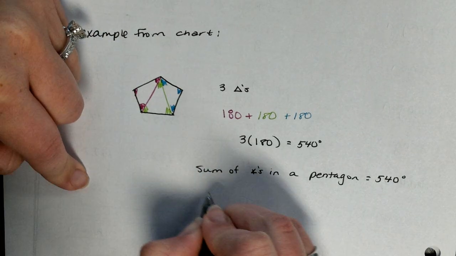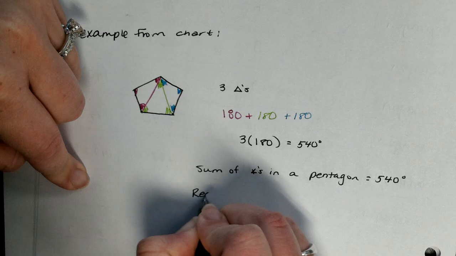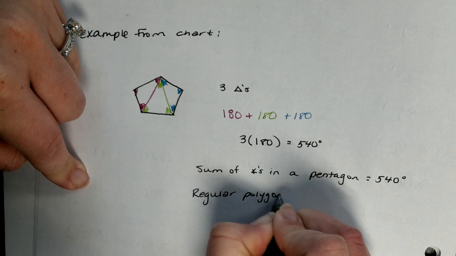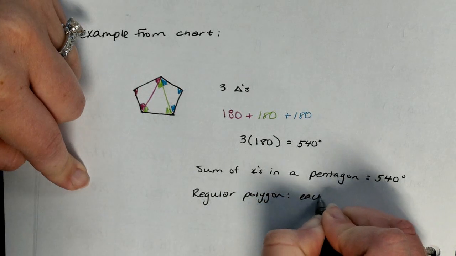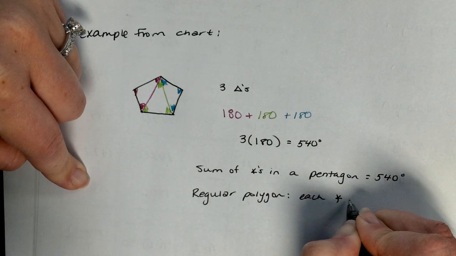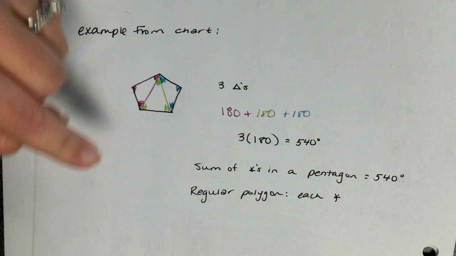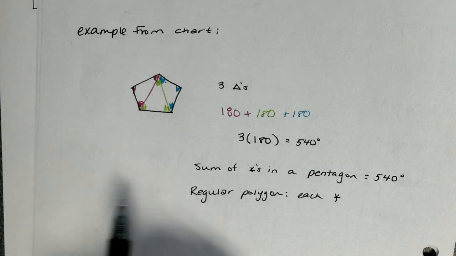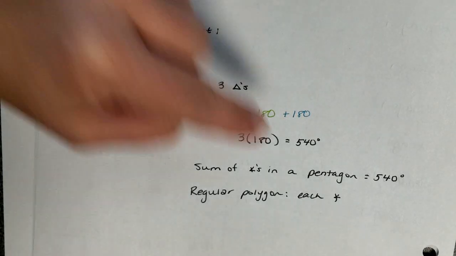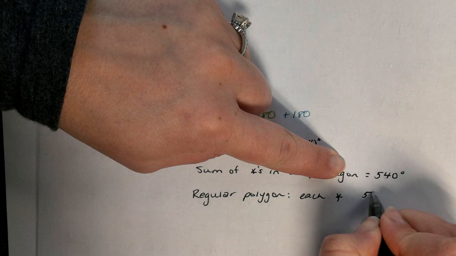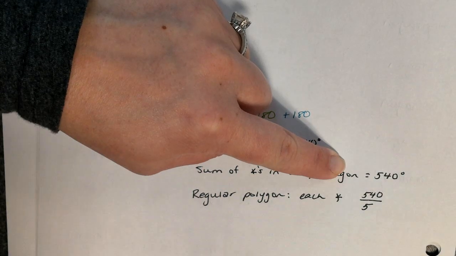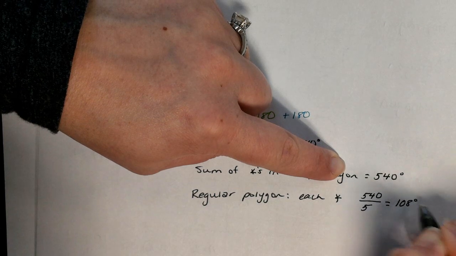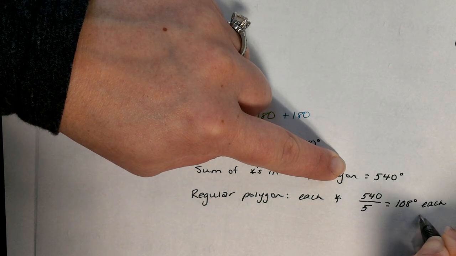In a regular polygon, each angle has to measure what? How would I figure it out from 540? How many angles are there? 5. So you have to take the 540, divide that by 5 evenly, and we'll get that each of those angles has to be 108 degrees.